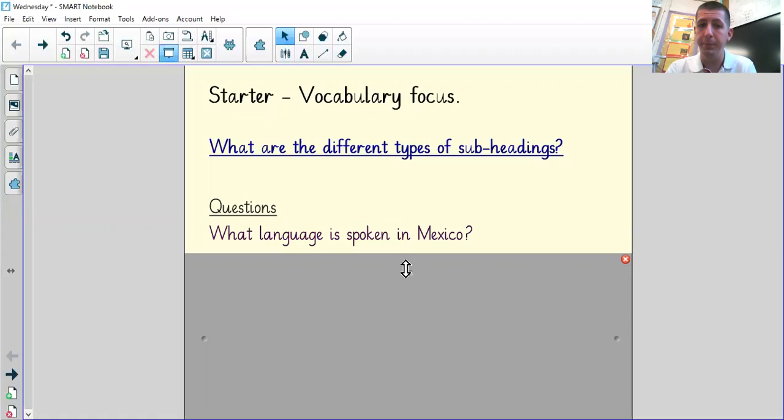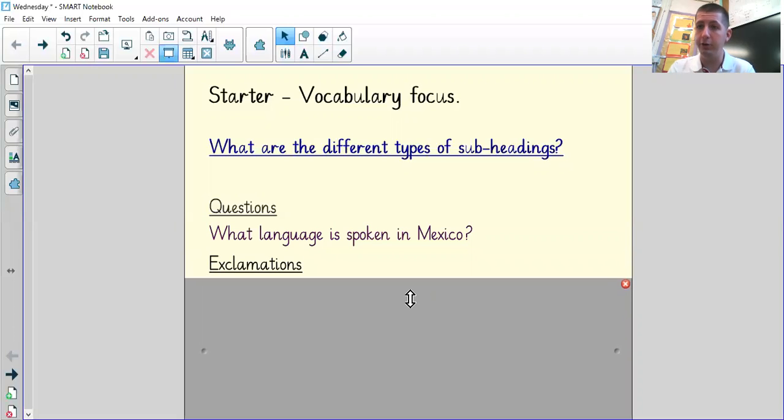How did you get on with that? Hopefully quite good. If you're ready, you can move on to the next one. If you still need a bit more time, then remember to pause the video and then finish your subheading before moving on. The second type of subheading can be an exclamation subheading.